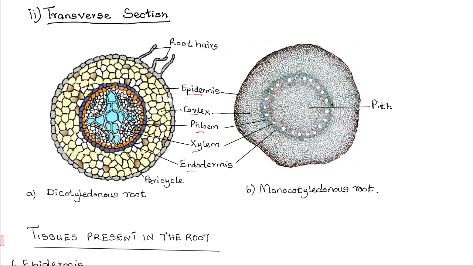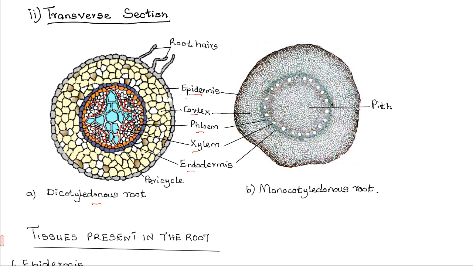As this is shown clearly in these two diagrams here, you see in the dicotyledonous root, the xylem occupies the central position, forming a star-shaped structure. Then in between the arms of the star is a phloem tissue.